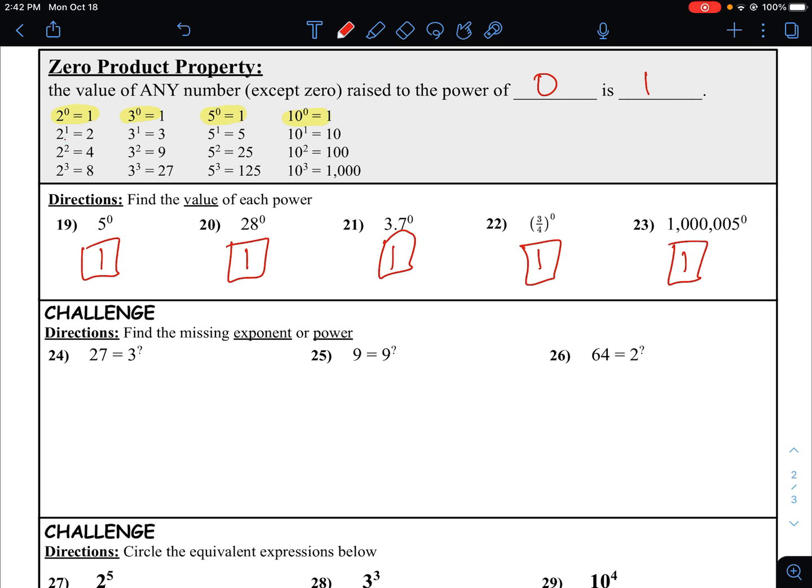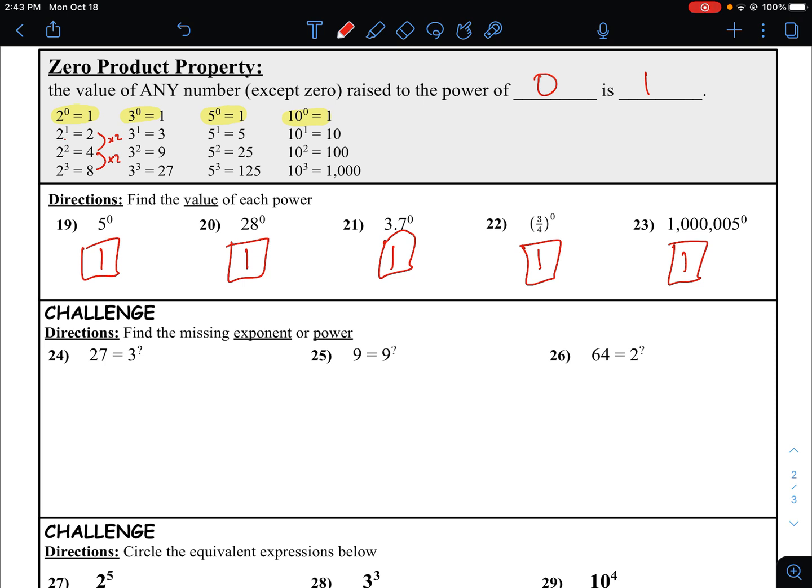So 2 to the first power is 2, right? 2 to the second power is 4, and then to the third power is 8. What is the pattern from 2 to 4 to 8? Well, you multiply by 2, right?